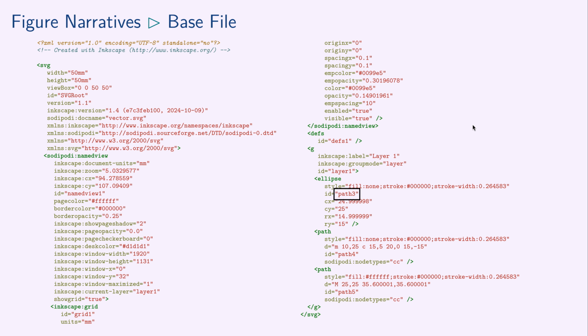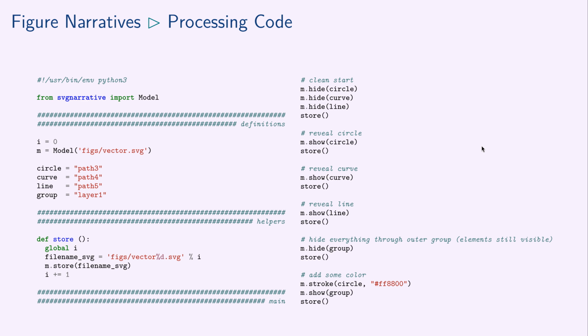The circle has an ID. The curve has an ID. The line has an ID. And the group has an ID. And remember these: path 3, path 4, path 5, layer 1. Now I continue. From the SVG narrative Python package, I import model. Model I instantiate with this file that I've just edited in Inkscape. I get a model out of that, M.